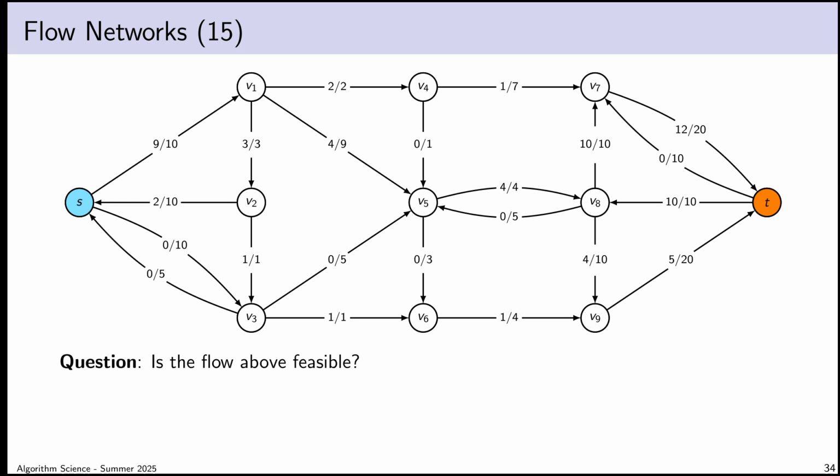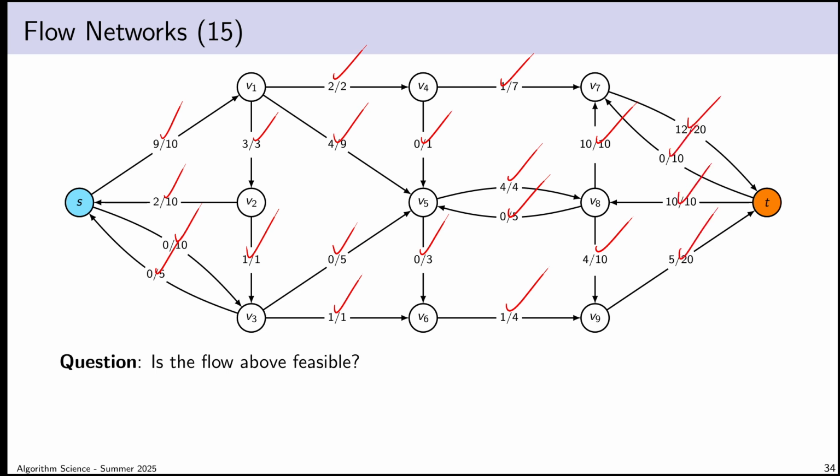Is this a feasible flow? All right, let's do it again. So 9 out of 10, 2 out of 10, 0 out of 10, 0 out of 5, 3 out of 3, 1 out of 1, 2 out of 2, 4 out of 9, 0 out of 5, 1 out of 1, 0 out of 1, 0 out of 3, 1 out of 7, 4 out of 4, 0 out of 5, 1 out of 4, 10 out of 10, 4 out of 10, 12 out of 20, 0 out of 10, 10 out of 10, and 5 out of 20. Okay, so it looks as if the flow value along each edge complies with the necessary constraints. So the flow value along each edge is greater than or equal to 0 and less than or equal to the capacity of that edge.